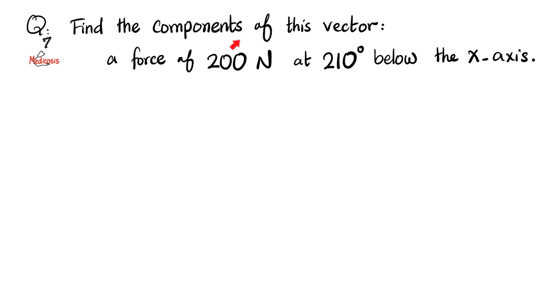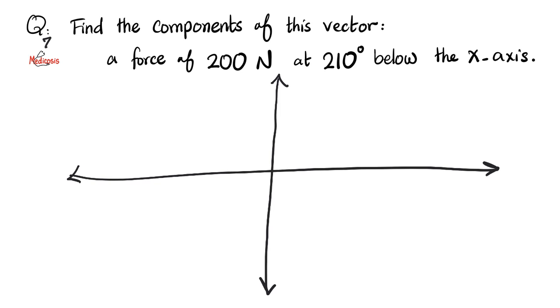Question 7. Let's go. Find the components of this vector, a force of 200 newtons at 210 degrees below the x-axis. Please pause and try to answer this yourself. Okay, you gotta be very careful with this one. Notice they said 210 degrees below the x-axis. Where's the x-axis? This is your x-axis. Below it, so you start counting this way.